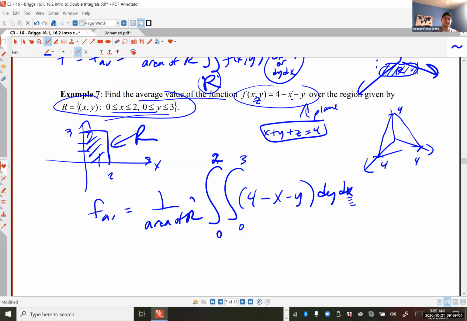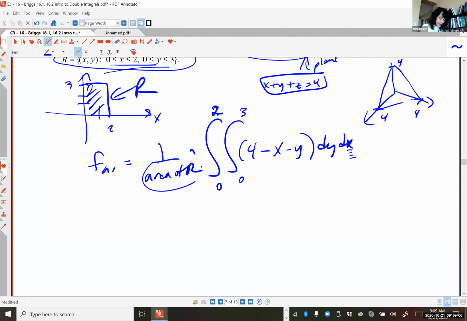Mm-hmm. And so what is the area of this region? Well, that's easy because it's a rectangle. So the area of the region is just going to be length times width, or 2 times 3, which is a constant. So that's good. Otherwise, you'd have to go do another integral to find out the area of the region if the region were really weird. But this is just a constant. So we have 1/6, and now let's do the integration.